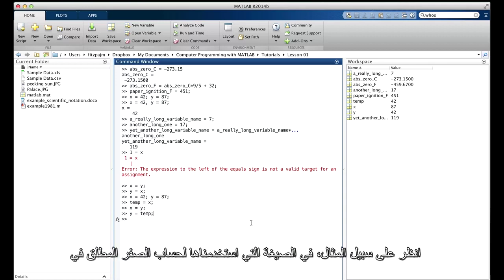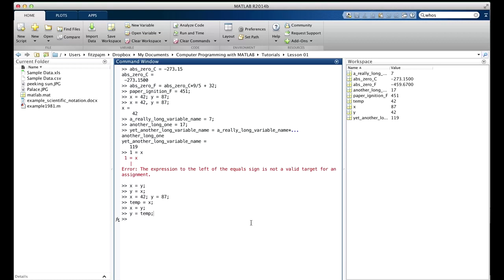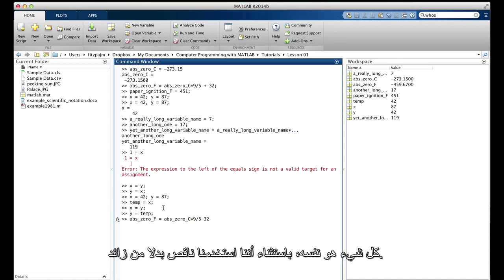Look, for example, at the formula we use for calculating absolute zero in degrees Fahrenheit. Right up here. It's correct. But suppose we typed this. Everything's the same, except that we used a minus instead of a plus.